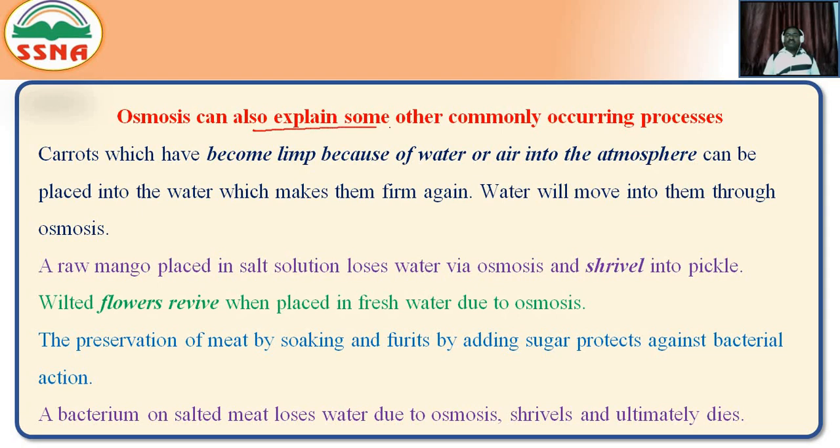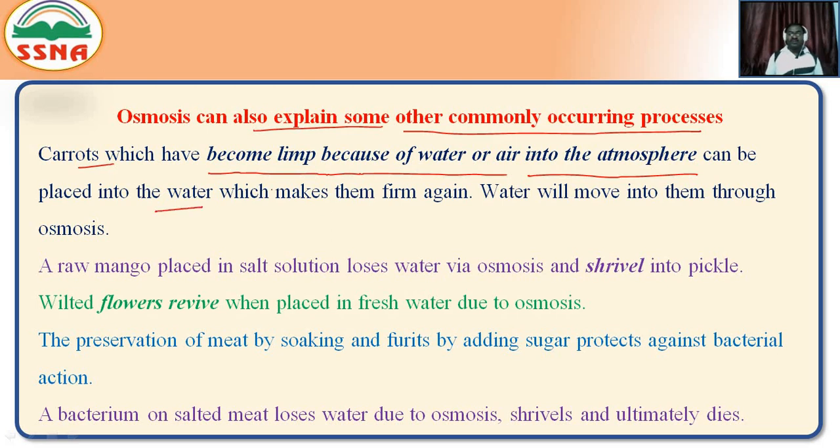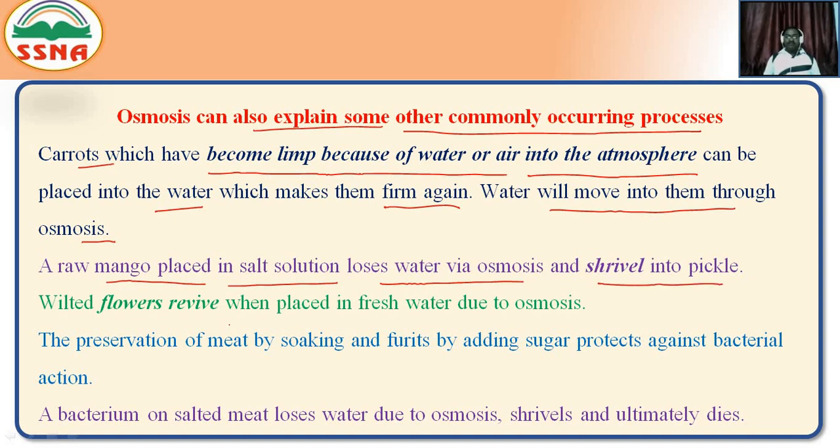Osmosis can also explain some other commonly occurring processes. Just imagine carrots which have become limp because of water loss to the atmosphere can be placed into water, which makes them firm again. Water will move into them through osmosis. The second one, a raw mango placed in salt solution loses water via osmosis and shrivels into pickle.